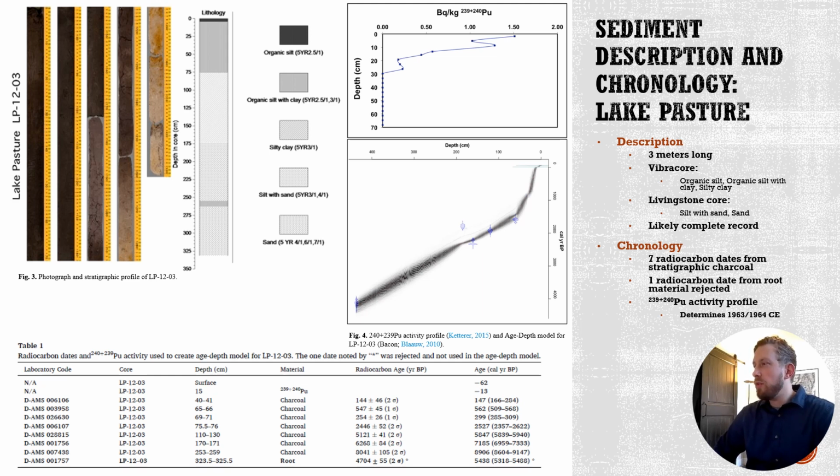The chronology for this core is based on 7 radiocarbon dates from stratigraphic charcoal. 1 radiocarbon date from root material was rejected, and we utilized a plutonium activity profile to determine the location of 1963 to 64 in the core.